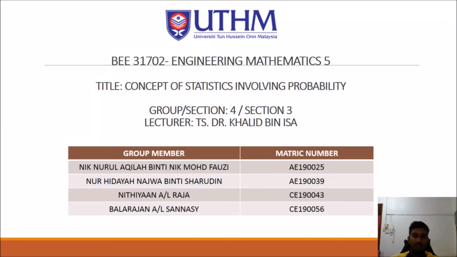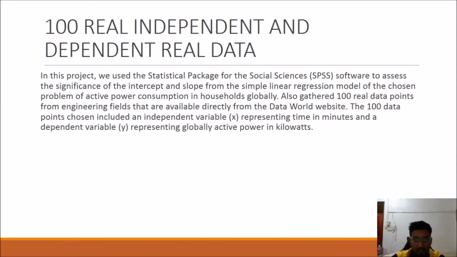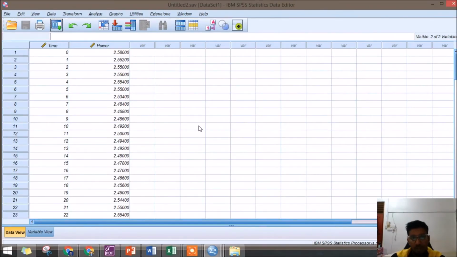I am Balarajan Sanasi. I will present the introduction and part of the software analysis for this Engineering Mathematics 5 project. Let's begin. Then I will present the analysis of 100 real data in SPSS software. From here we can see this is SPSS software. Our chosen 100 real data consists of time and power.